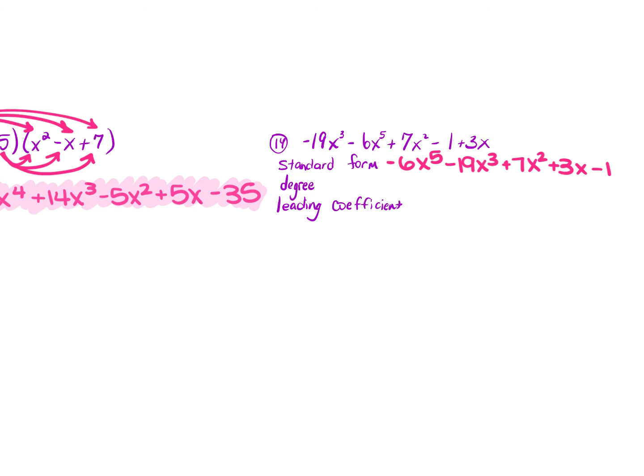The degree of the polynomial is the highest degree from the first term of the standard form. So from your standard form, the first term is negative 6x to the 5th power. So the degree of the entire polynomial is 5. Your leading coefficient also comes from the first term in standard form. It is the number part that's in front of your variable from the first term. So that is just the negative 6.